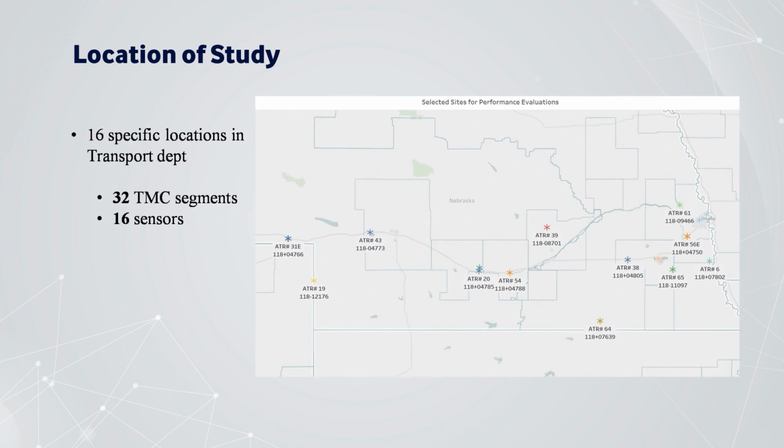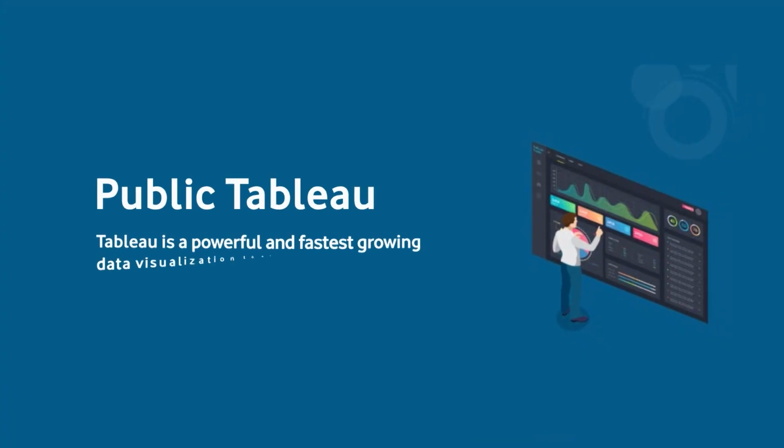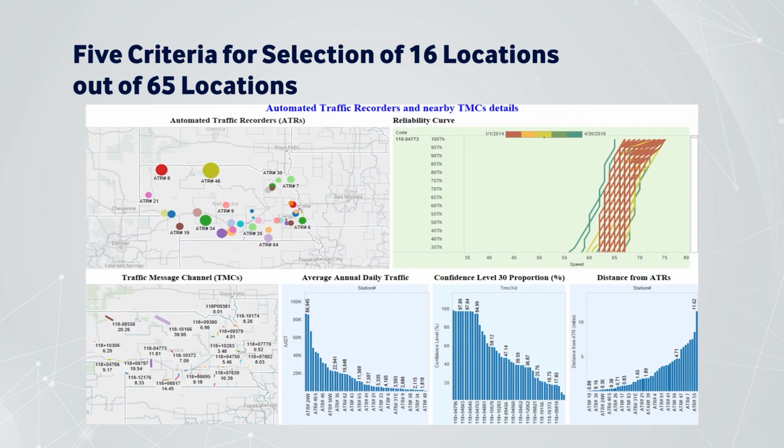If you look at the graph here again, this map shows the 16 specific locations in the transportation department, which is covering 16 sensors and 32 TMCs, one for the left side and one for the right side. And once we processed these data, we used public Tableau. Tableau is a powerful and fastest growing data visualization tool, which helped us to build this dashboard. If you look at this dashboard, it is covering the 16 different locations out of 65 locations.